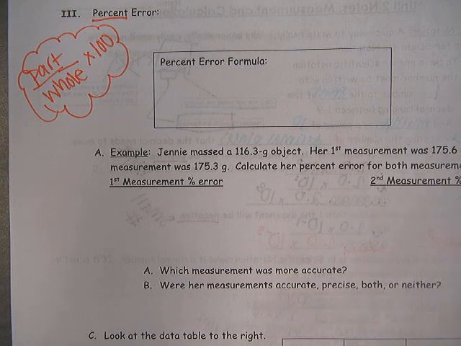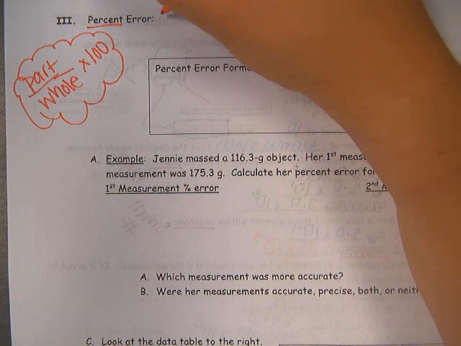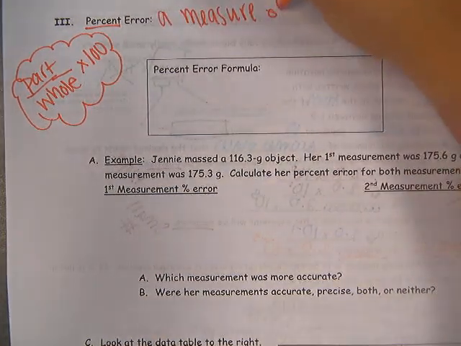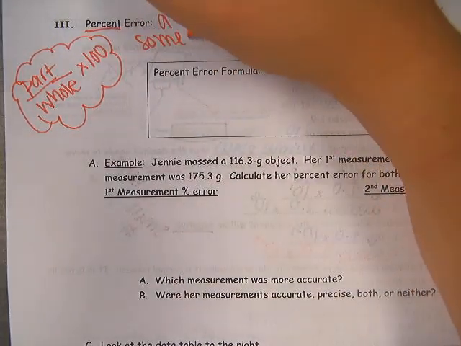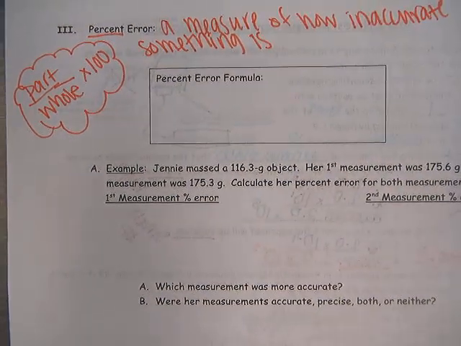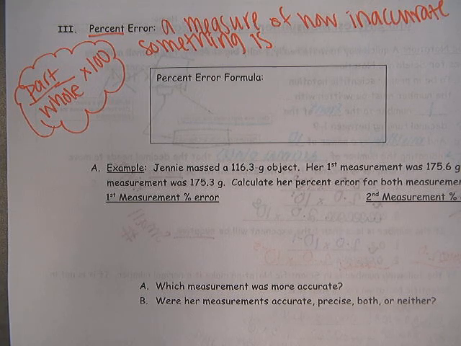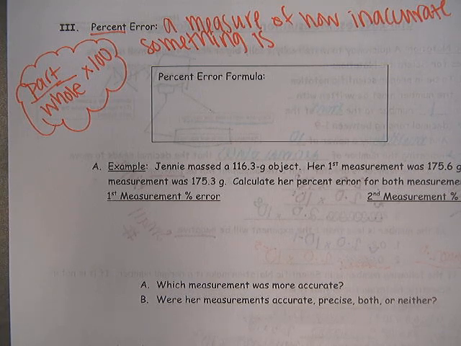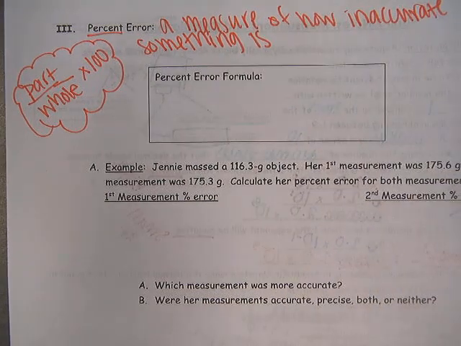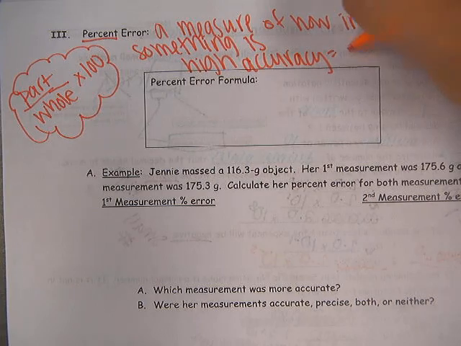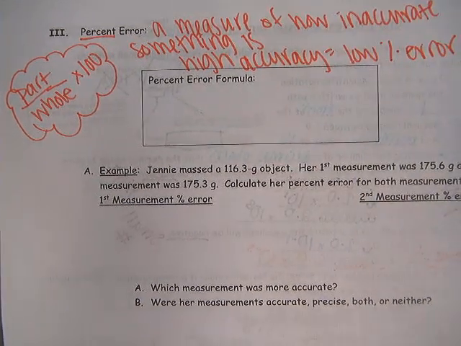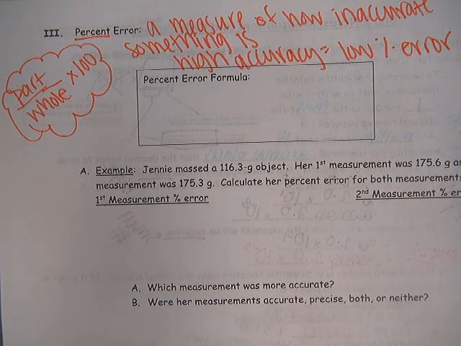Percent error is going to be a measure of how inaccurate something is. So, for example, if I ask you to guess how tall you are, and you have a true height, an actual value of how tall you really are, and then you guess how tall you are and you're not very close at all, you would have a high percent error. You would have a high amount of inaccuracy. So similarly to that, if you have high accuracy, you would have low percent error. So if you guess perfectly, if you're 6'5", and you guess that you're 6'5" exactly and you're right on the mark, your percent error would be 0.